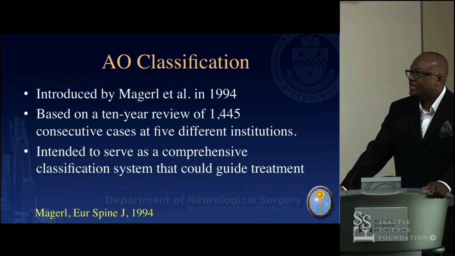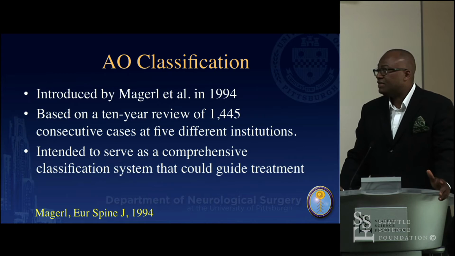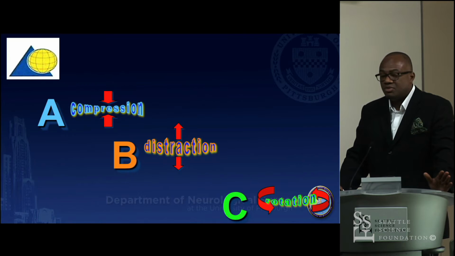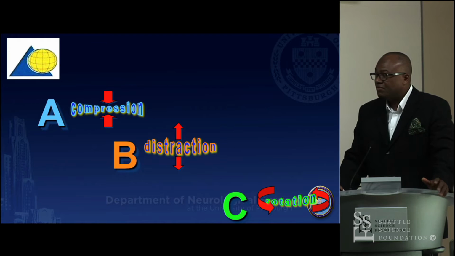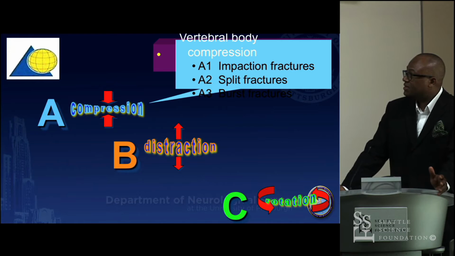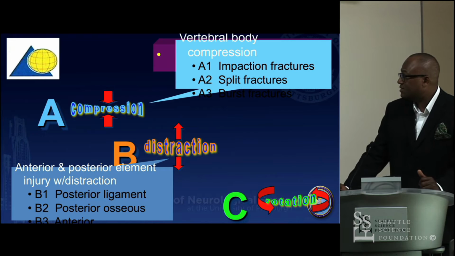There have been modifications of it subsequently, but for nearly 20 years, it was all based on a comprehensive classification system that could guide treatment, but with very little preponderance on neurological deficit. Basically, they had three major groups: compression, distraction, and rotation. That's the C group. And that also involved impaction fractures or split fractures and also the burst fractures. And then the B group that had distraction also had posterior ligament disruption, osseous disruption anterior.